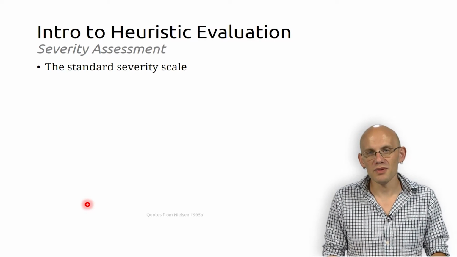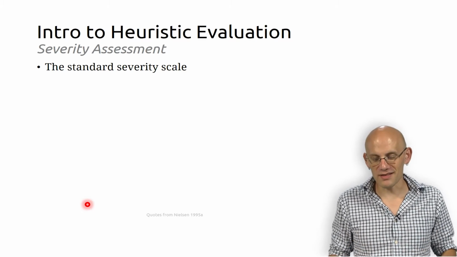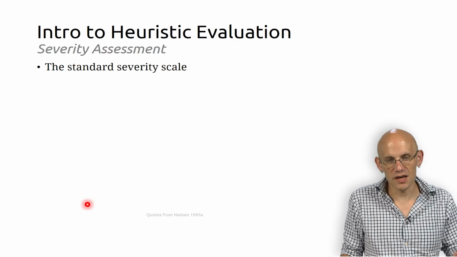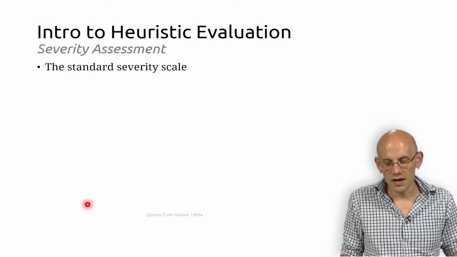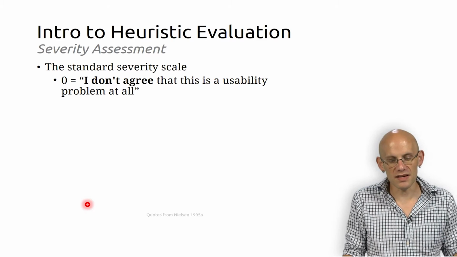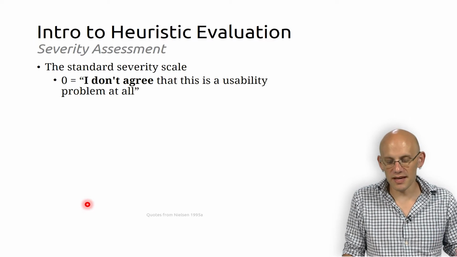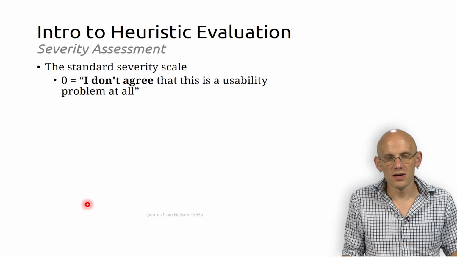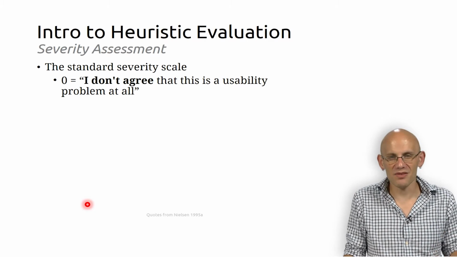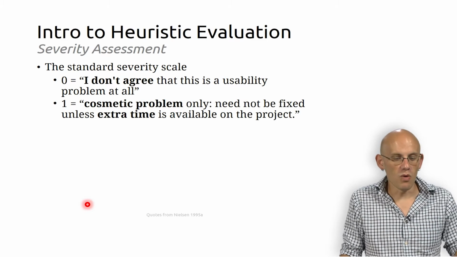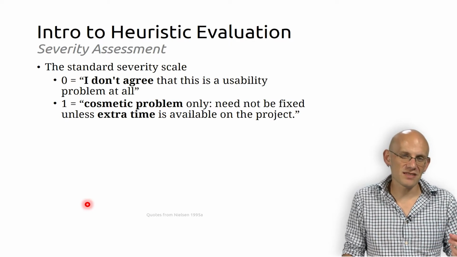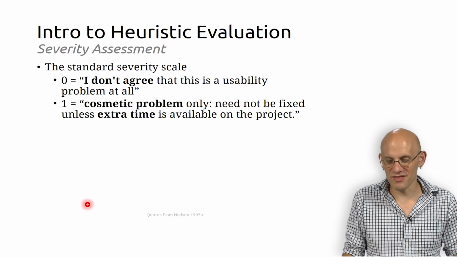Nielsen, a guy who popularized and had a large role in developing heuristic evaluation, he provides a standard severity scale. 0 is, again, these are quotes from one of his documents, I don't agree that this is a usability problem at all, so maybe you got a problem from one of your fellow evaluators and you said, no, I don't think this is a problem at all. 1 is a cosmetic problem only. It doesn't really need to be fixed. If there's extra time, we might go ahead and fix it.